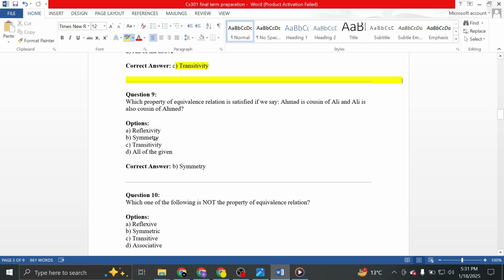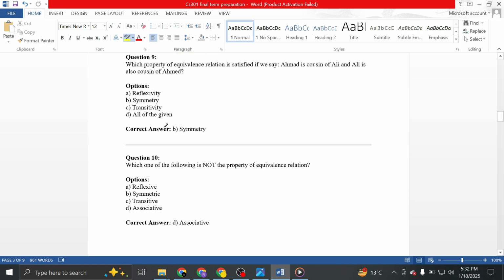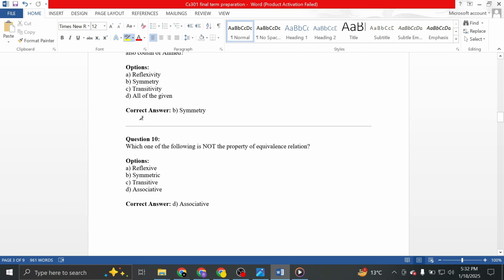Question 9. Which property of equivalence relation is satisfied if we say Ahmad is cousin of Ali and Ali is also cousin of Ahmad? Options: A. Reflexivity, B. Symmetry, C. Transitivity, D. All of the given. Correct answer: B. Symmetry.